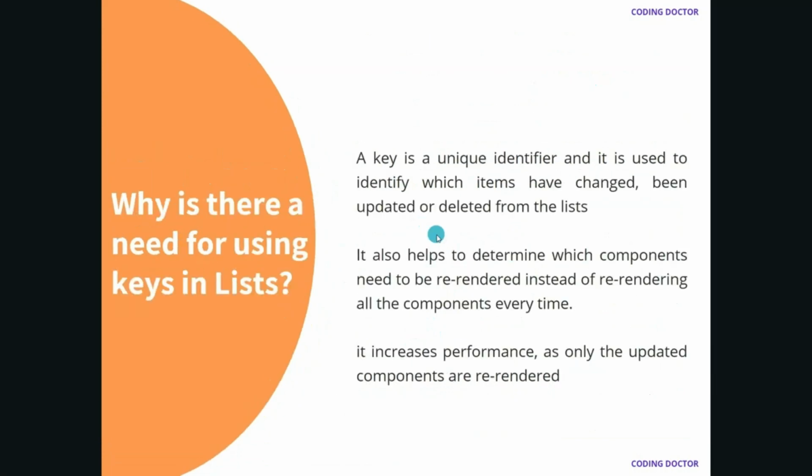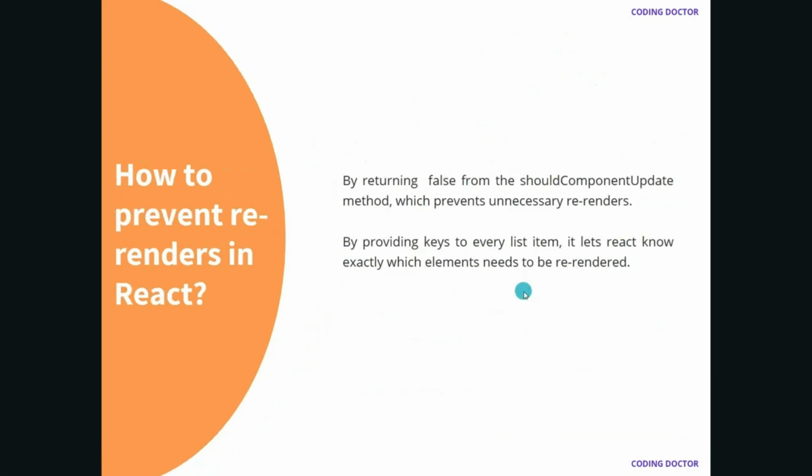Next question is, why is there a need for using keys in a list? A key is a unique identifier and it is used to identify which items have changed, been updated, or deleted from the list. It helps React to decide which element needs to be re-rendered. It increases the performance.